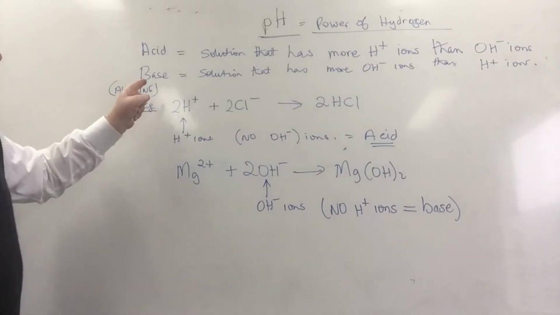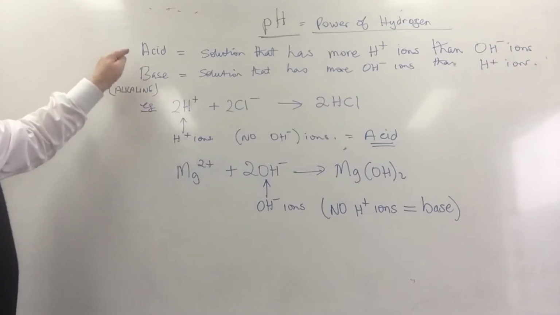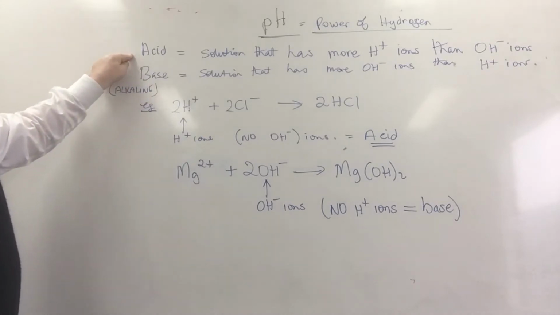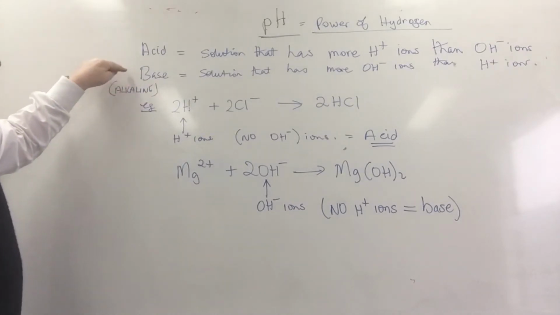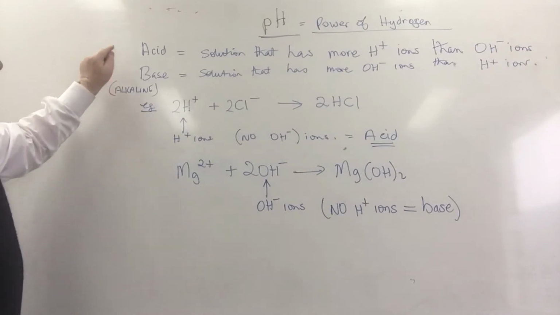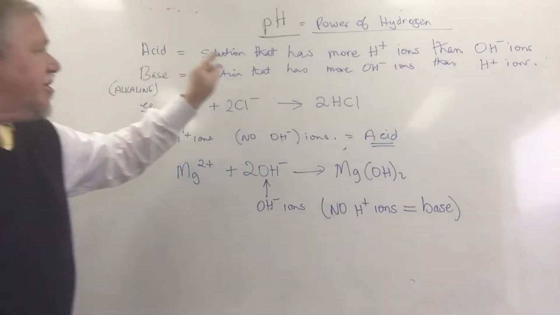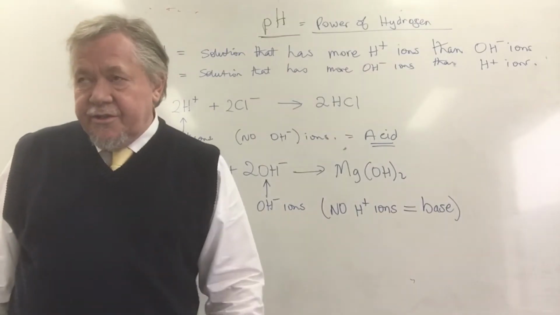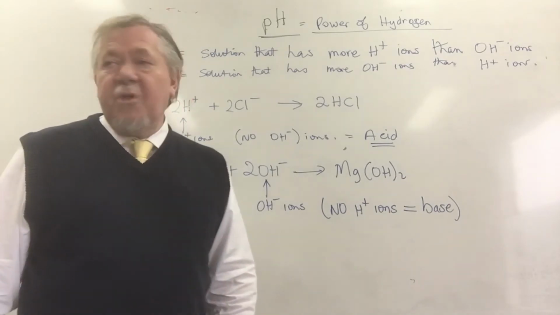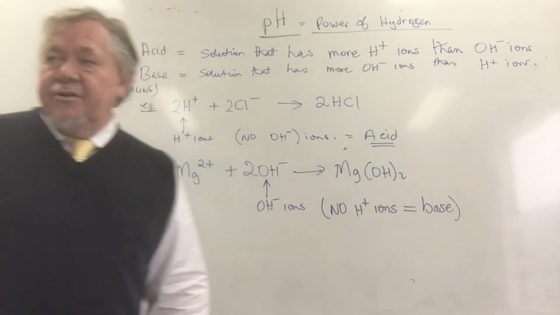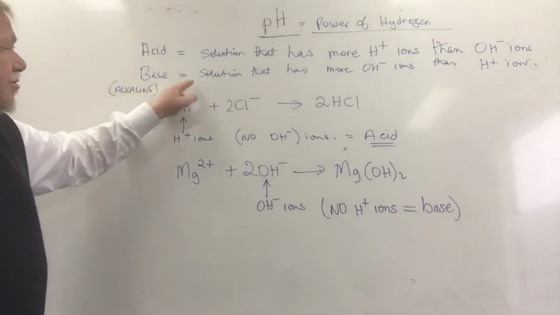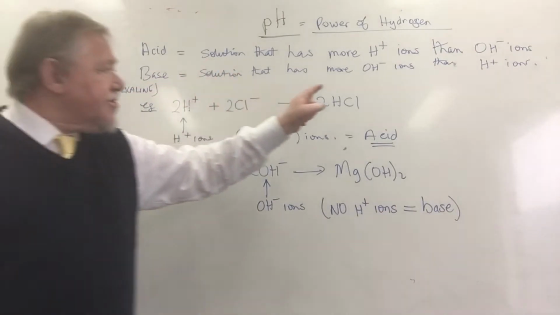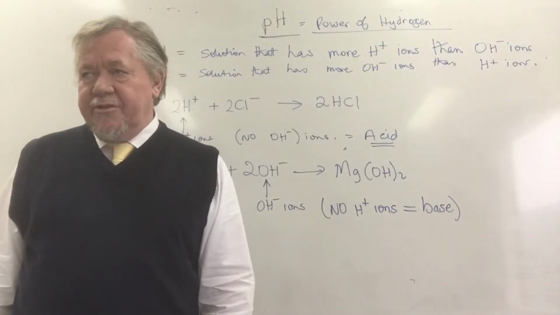So let's have a look at the two things that concern us. Things can either be acid or they can be alkaline or base. So what is an acid? A solution that has more H plus ions than OH minus ions. What is a base? A solution that has more OH minus ions than H plus ions.